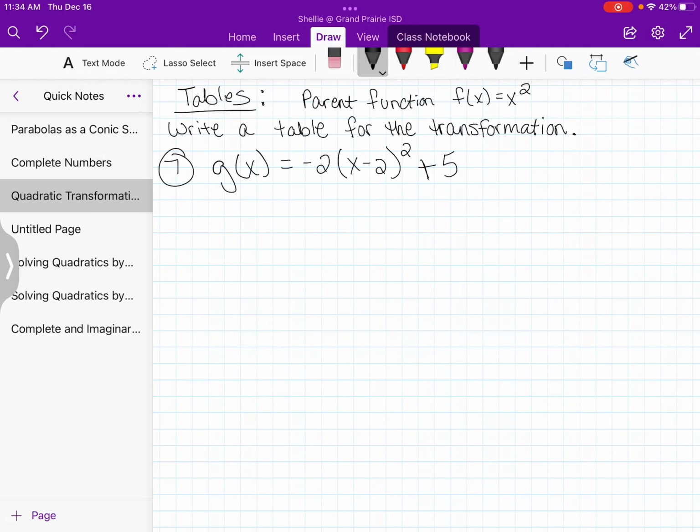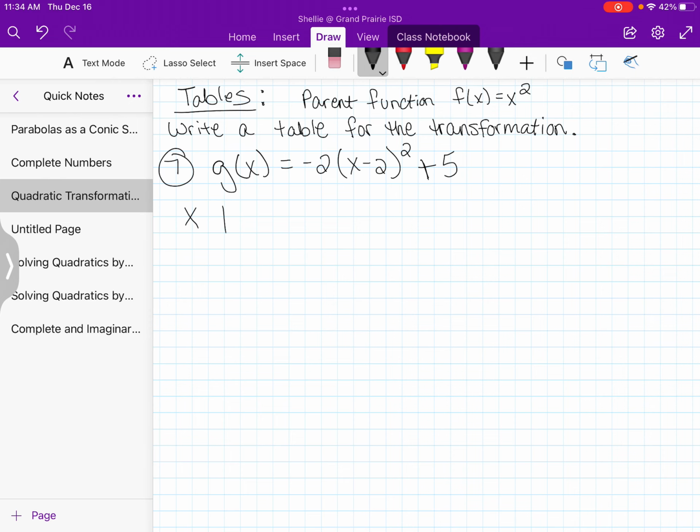Okay, so let's talk about what happens to the table when we have a transformation. So here I have a transformed function g of x. I want to know what the table of g of x would look like. Notice that we are still starting with the same parent function, the parent function f of x equals x squared.